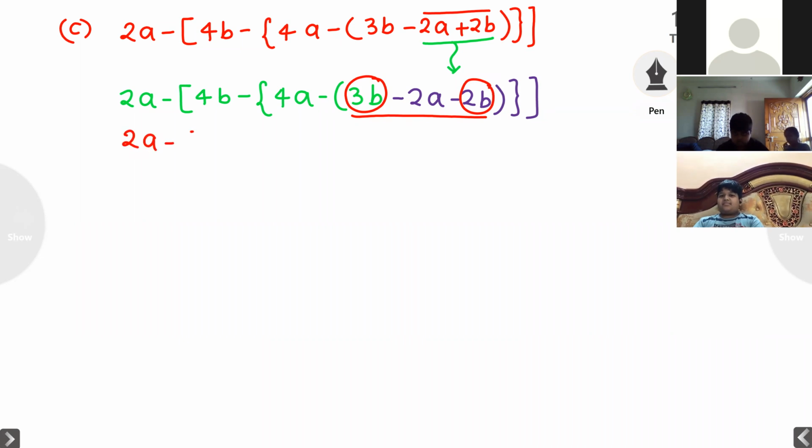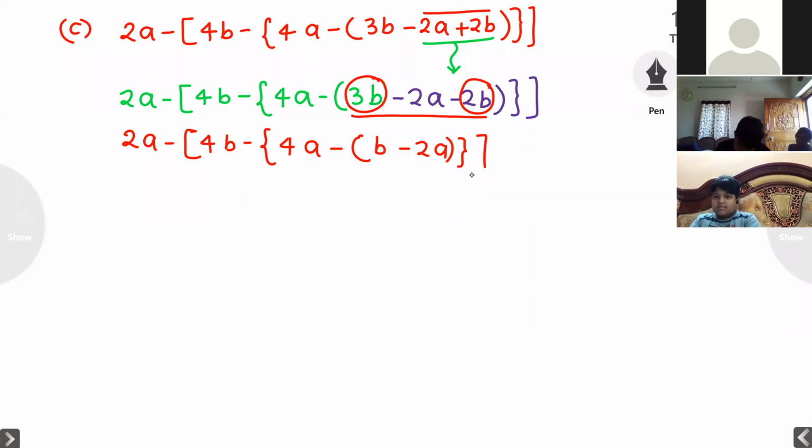2a minus 4b minus curly bracket, 4a minus small bracket, 3b minus b is equal to b. Because both signs are different, means subtraction. b minus 2a, curly bracket, large bracket. Now again, I have not completed my small bracket. Again, I want to open my small bracket. Before the small bracket the sign is minus. It means all signs will change.